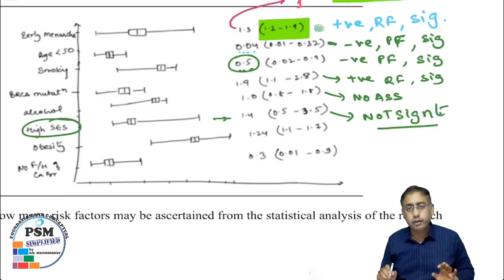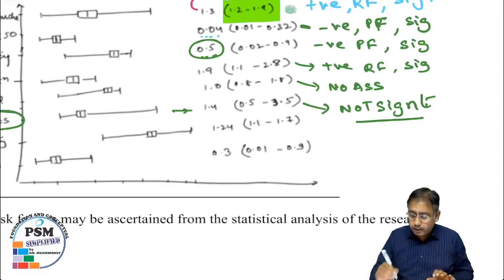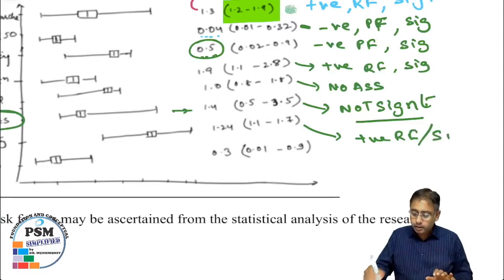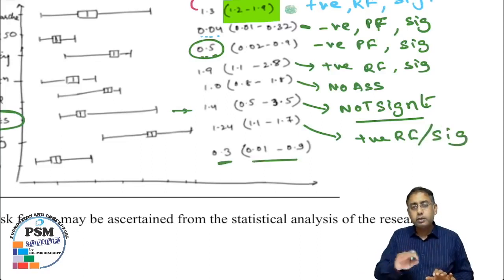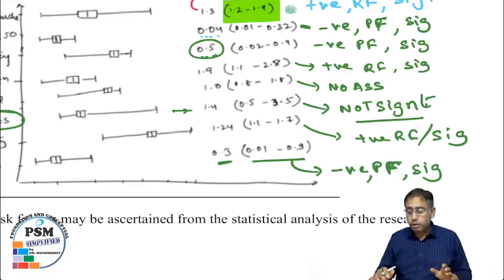Next, if you see, it is 1.24, ranging from 1.1 to 1.7. It is also a positive risk factor and it is significant. 0.3, 0.01 to 0.9, it is also a negative, protective factor. It is negative, it is a protective factor, and it is significant. So that's it. That's what you had to do.